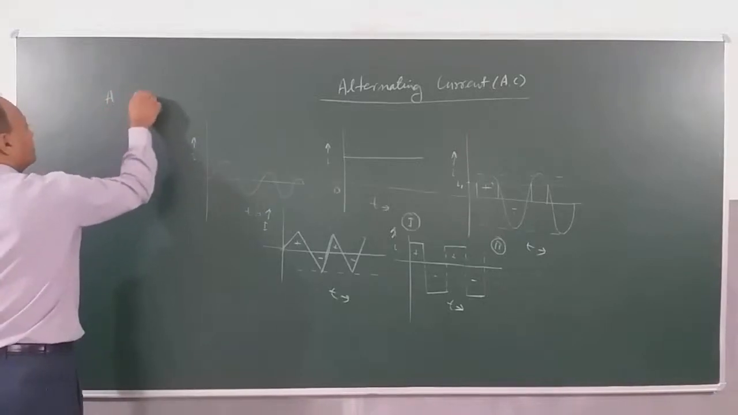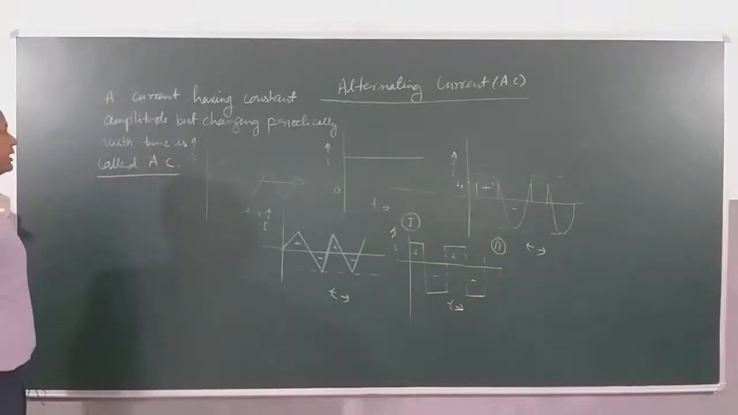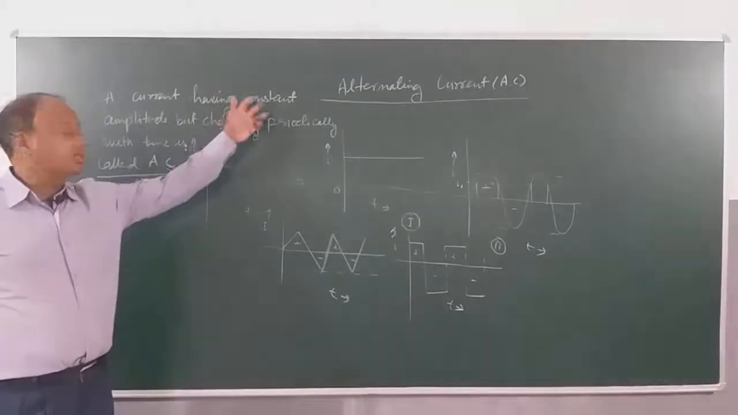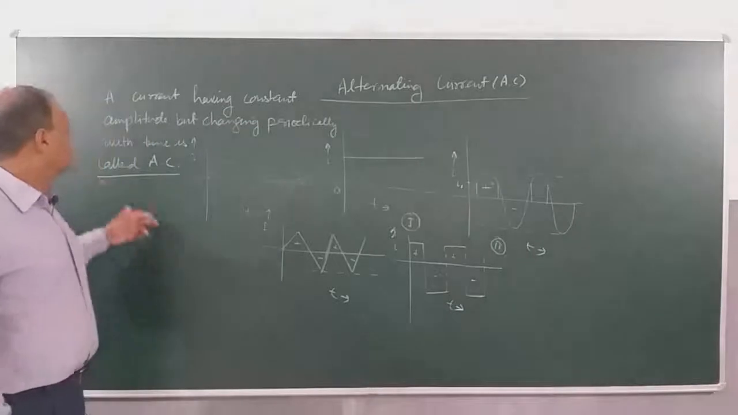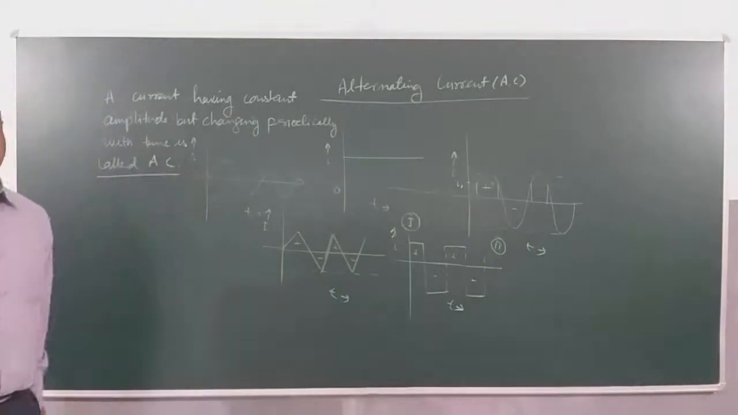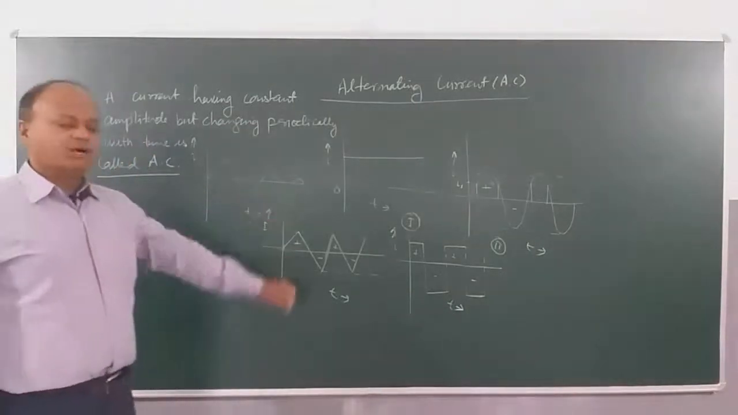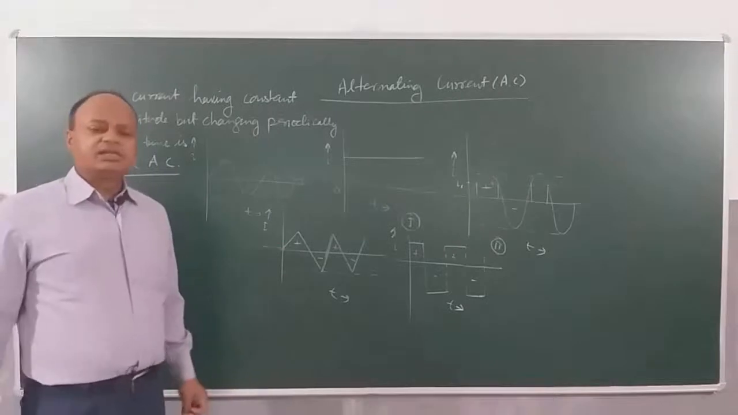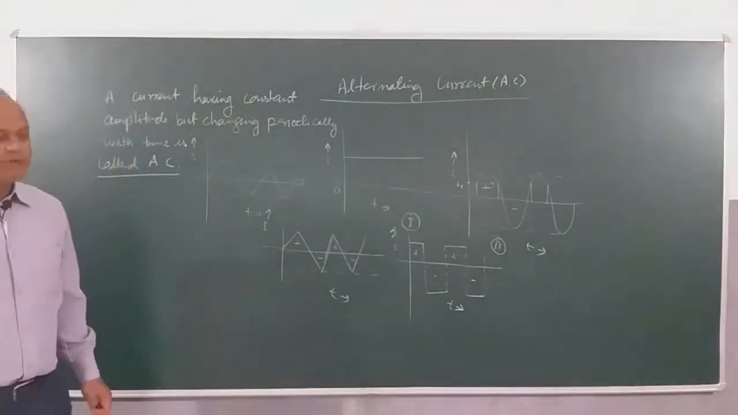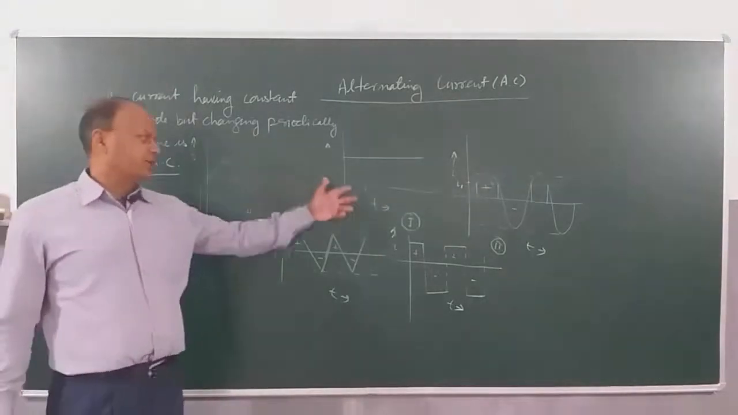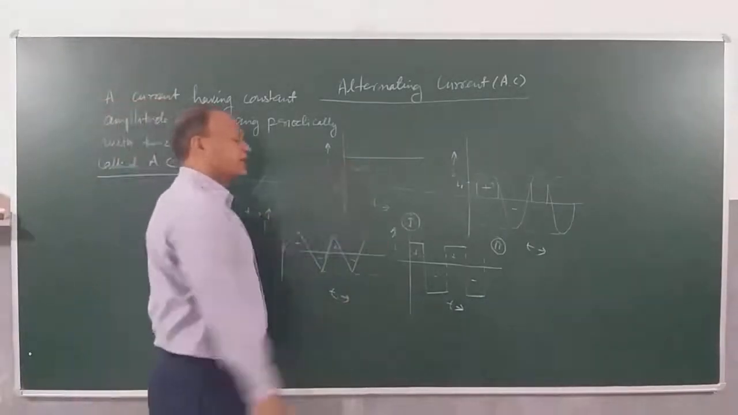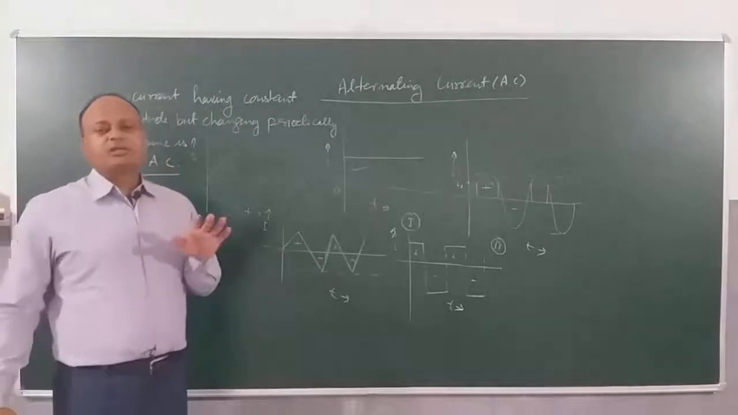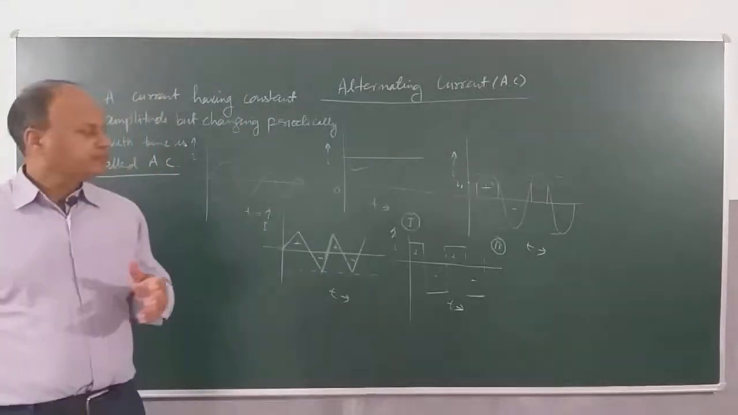A current having constant amplitude but changing periodically with time is called alternating current. So by now you understood how exactly an alternating current will appear in a graph when you plot a graph between current and time. Remember DC, this current is supplied by what? A battery or a cell.